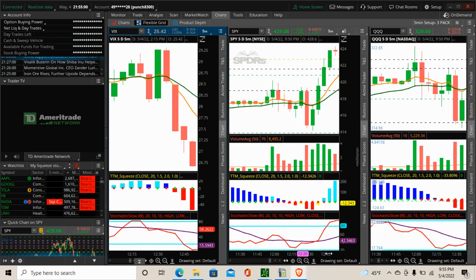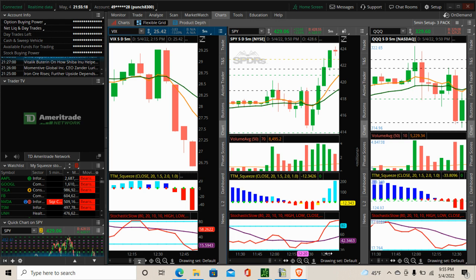Hey guys, wanted to review a trade I had today in the SPY. This was about a 30-second trade and it was about a 10% return. So I just wanted to review how it got set up. So this is another setup I use to day trade.